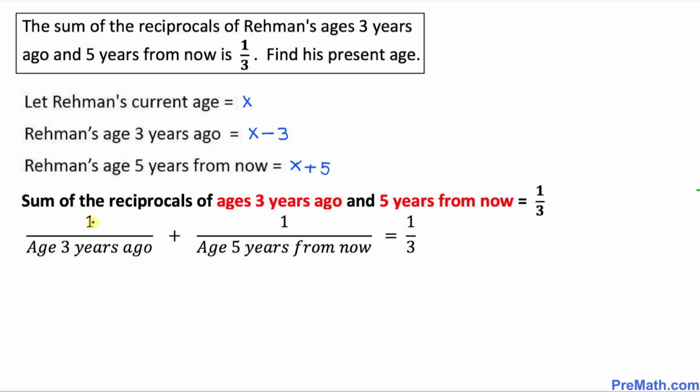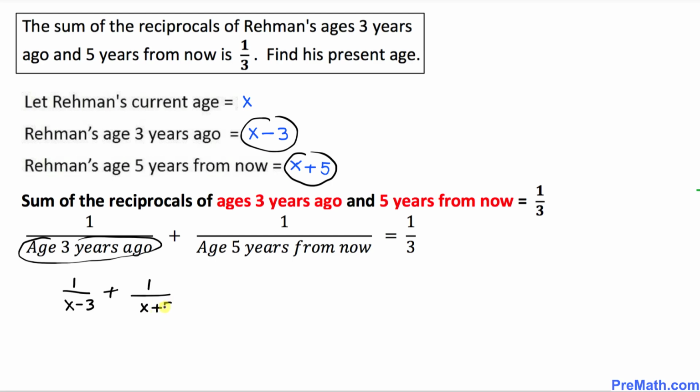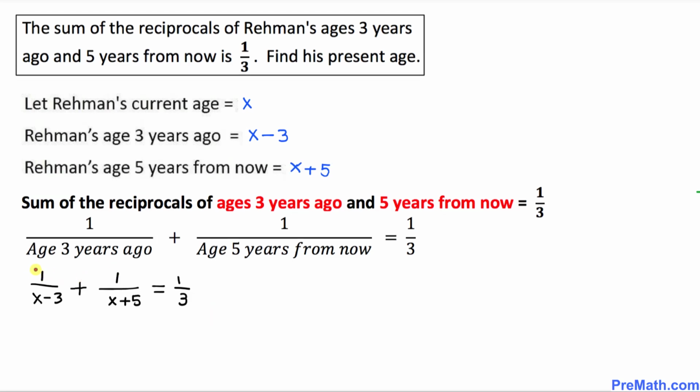Now let's go ahead and fill in the blanks. 1 over age 3 years ago is right up here. So I can write 1 over X minus 3 plus 1 over age 5 years from now, which is X plus 5, is equal to 1 over 3. And now let's add these two fractions on the left hand side by using an easy method called the crisscross method. I'm going to cross multiply this way and I'm going to cross multiply this way.